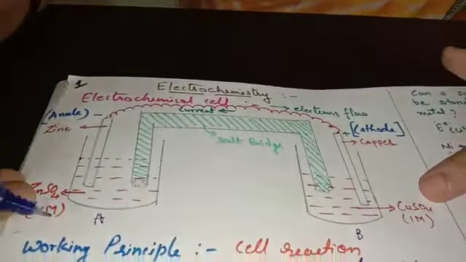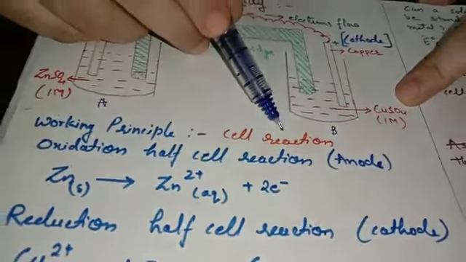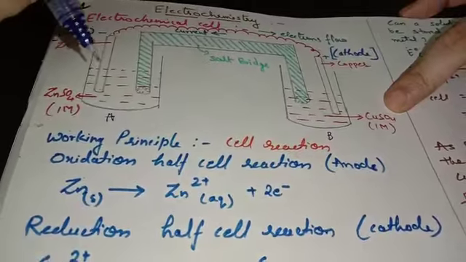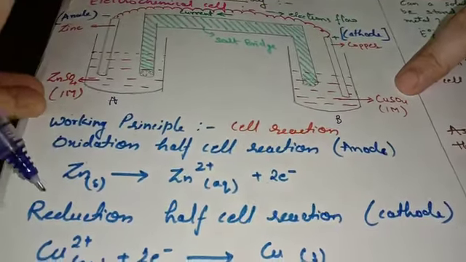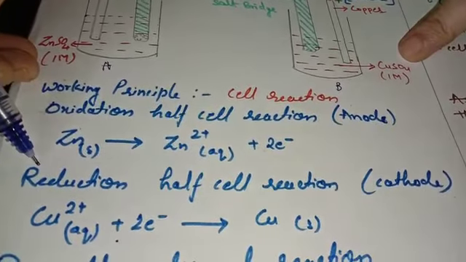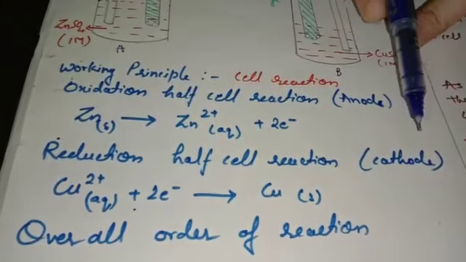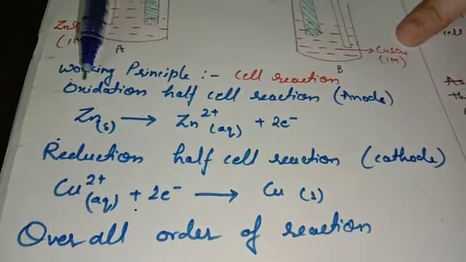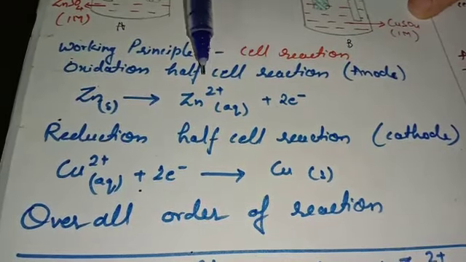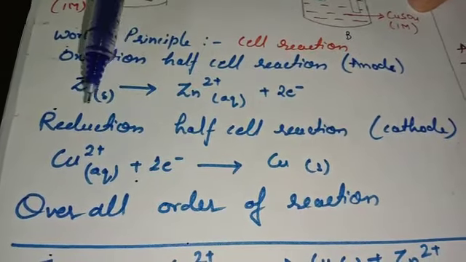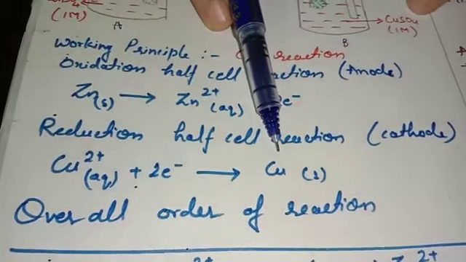Coming to the working principle of the electrochemical cell, the first step I am going to write about is the cell reaction. In any cell reaction, there are two half cells. One is represented by the oxidation half cell reaction, the other by the reduction half cell reaction. Oxidation goes on at the anode, whereas reduction goes on at the cathode. Under oxidation, zinc releases electrons and gets converted into zinc ions, whereas in reduction, copper ions gain electrons and get converted into solid copper.